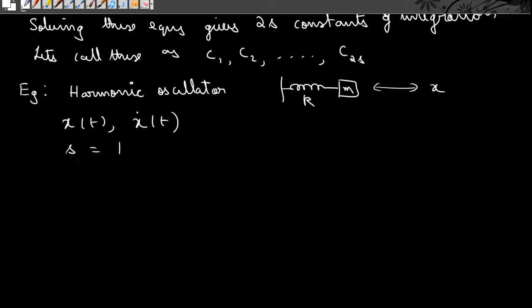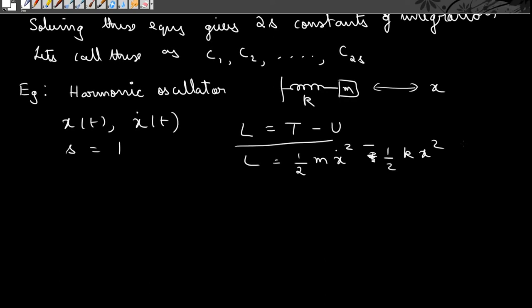As we know, this forms a closed system, and the Lagrangian for a closed system will have the form T minus U, where T is the kinetic energy and U is the potential energy, which as we know is half m x dot square minus half k x square. So this is the Lagrangian for a harmonic oscillator.